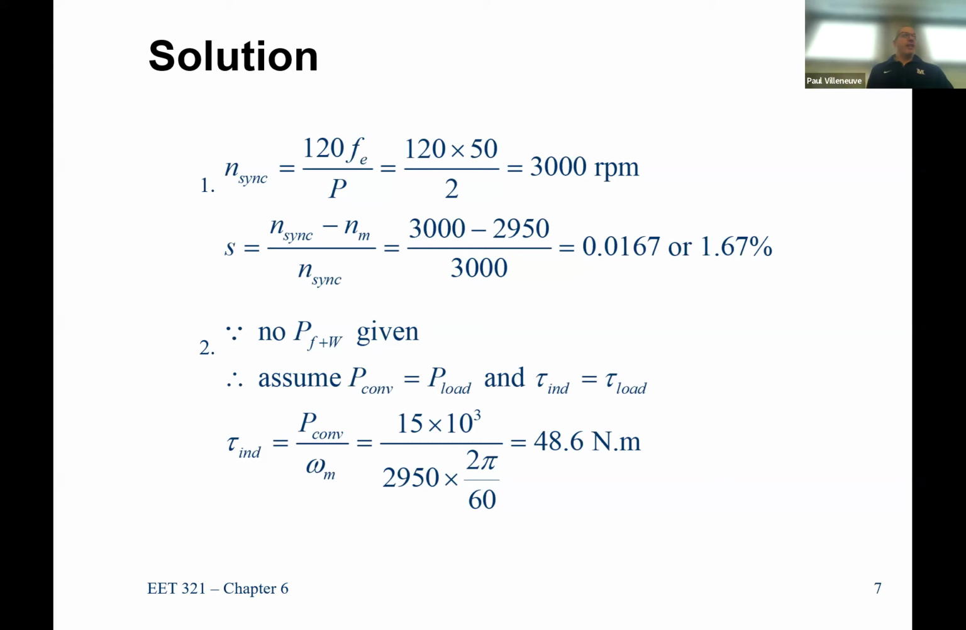Again, convert your RPM to radians per second. And this is the actual operating speed, 2950 RPM, not synchronous speed. So we're just under 50 Newton meters of work.